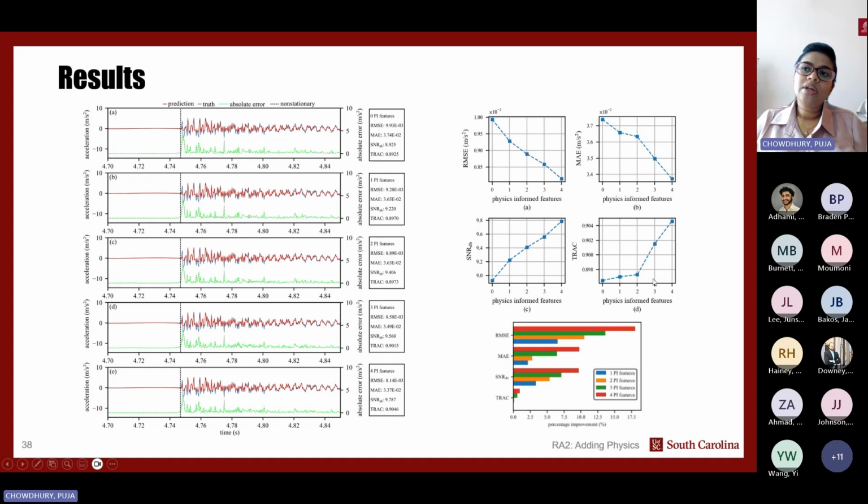These metrics I already explained, but the more important part here is how much percent improvement happened in all of these metrics. Compared with the 0 PI feature, for RMSE, when there are 4 PI features, the improvement is large, around 17.5%. Compared to one feature, it's around 6.6%. This type of improvement also happened in all other metrics when we increase the physics-informed features.